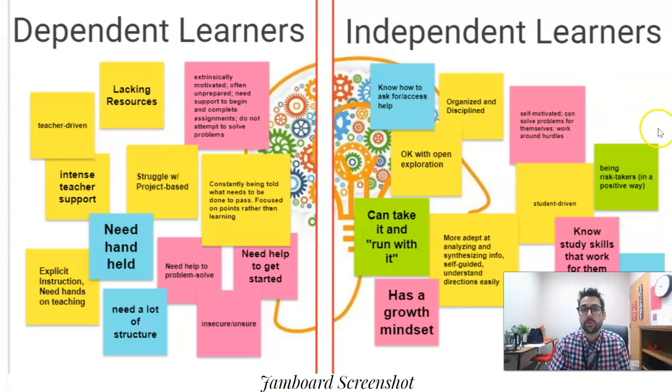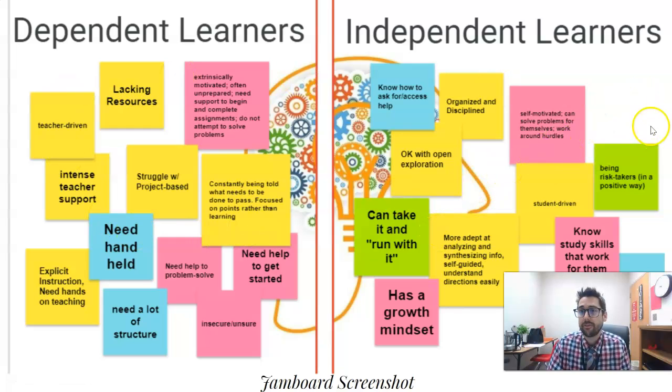Whereas independent learners, they may need some guidance from the teacher, but they may start with getting it, right? Running with it, starting that problem solving, turning and talking to their partners and saying, hey, what do we do here? This is different. What do you think? They're more organized and maybe disciplined. They may have some of those self-starting study skills, where they know how learning works for them and what to do. Being advocates for themselves, having that growth mindset, and being a risk taker in a positive way. I like how we said that as a team, because taking risks is a positive thing, right?